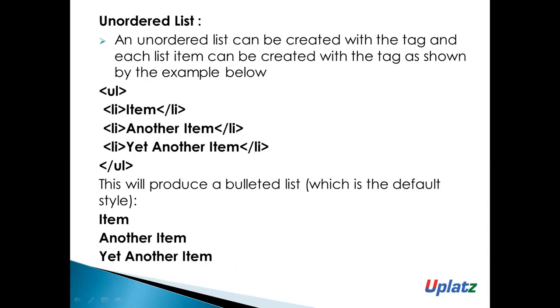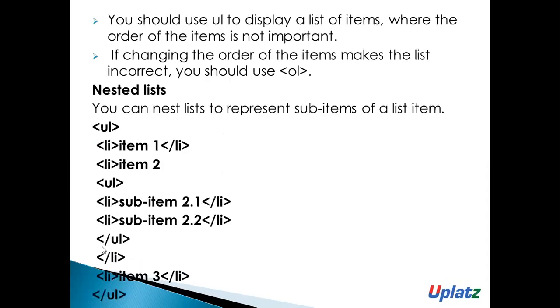So next is the unordered list. It can be created with a UL tag, and each element can be created with an li tag as shown below. So unordered list with the UL tag, with li tags in between. It will produce a bullet, which is the default style. So item, another item, this will create bullets instead of 1, 2, 3 because it is an unordered list.